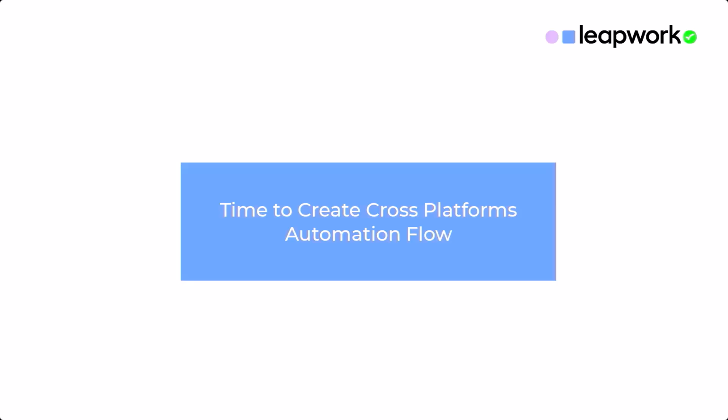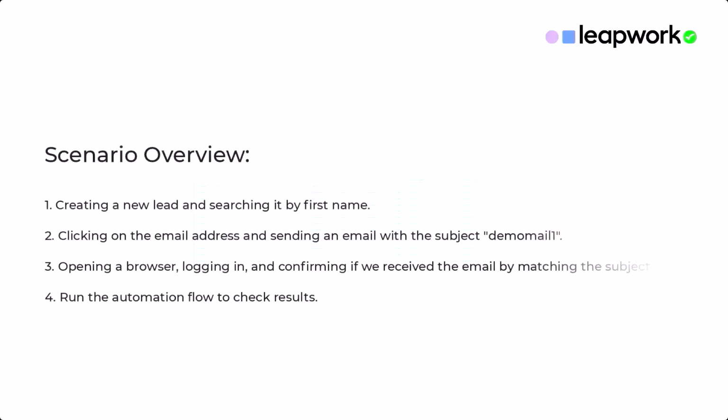Now that we've understood the scope, let's jump into the steps to make our automation flow for cross-platform automation. The 3 applications that we'll use will be Demo Desktop Application, Web Browser, and Outlook for verifying received mail. Before we proceed, let's understand the scenario overview that we will be following in today's tutorial.